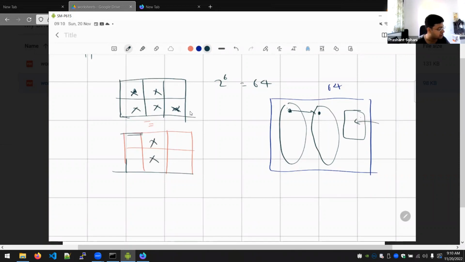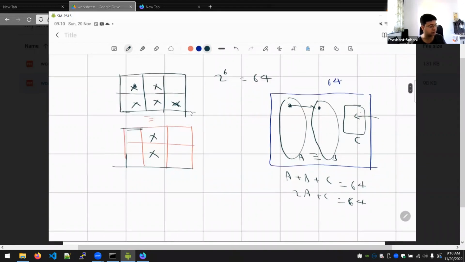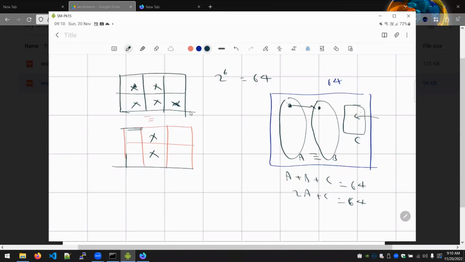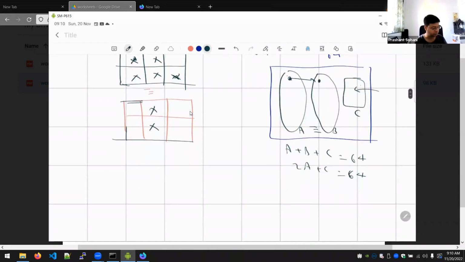So for example, a coloring like this will go into the third set. So basically we have sets A, B, and C. So A plus B plus C is 64. And obviously A and B are going to be equal in size. So 2A plus C is equal to 64. Now I think what you are saying is you are counting the C, right? Those which are symmetric. And we have to find A plus C. Okay, so then what you are saying makes sense.